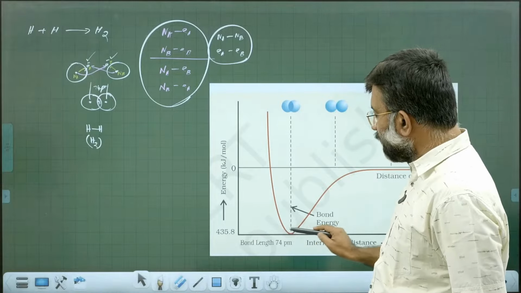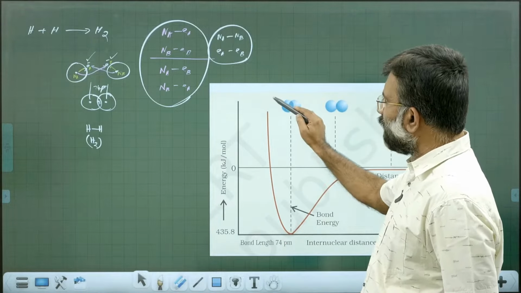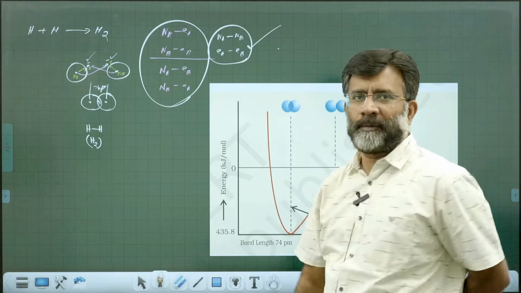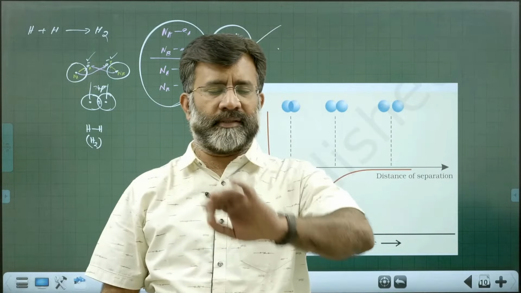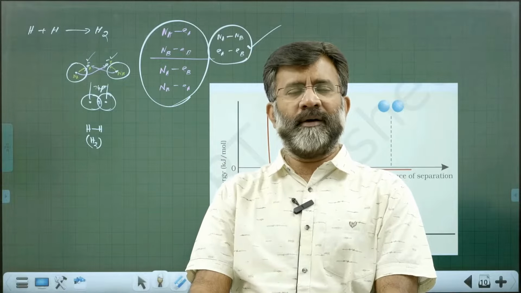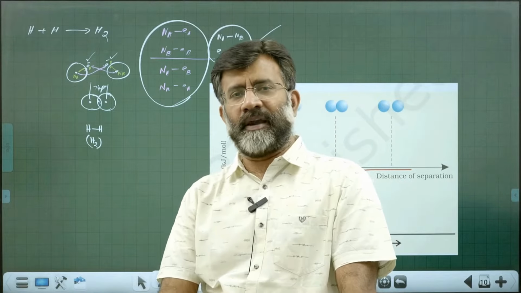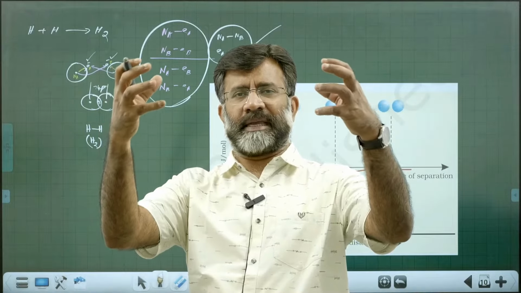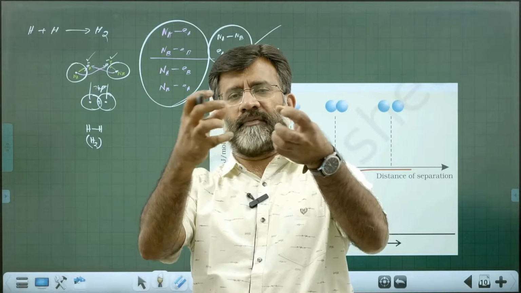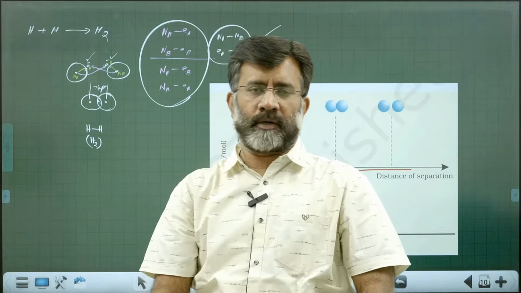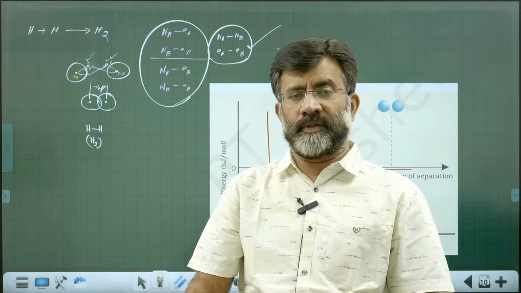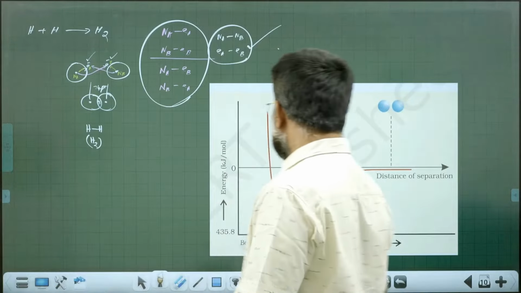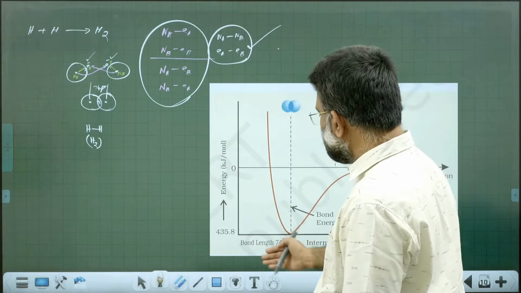If the distance decreases further, the energy shoots up. Why does the energy shoot up? Because of the repulsive forces. This is what the valence bond theory suggests. At an optimum distance, the system gets stabilized by bonding with the pairing of valence electrons. That is valence bond theory. And this dropped energy is nothing but bond energy.